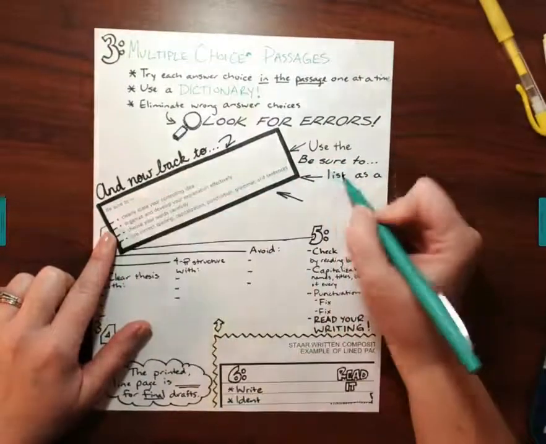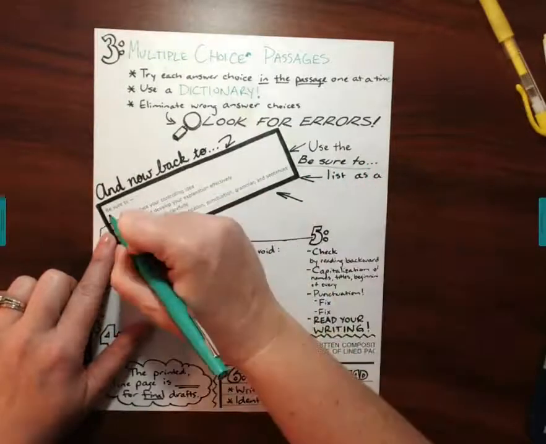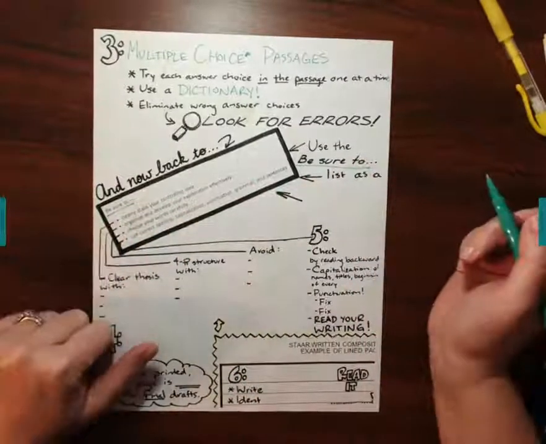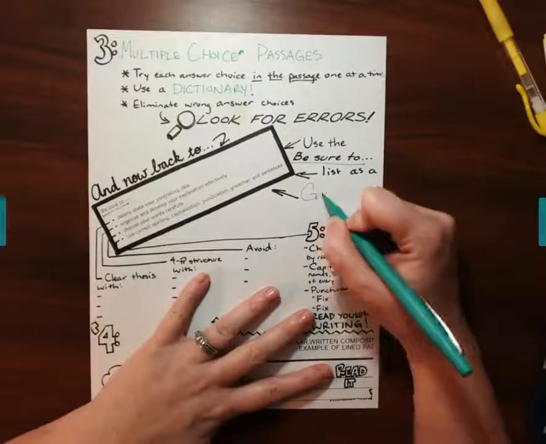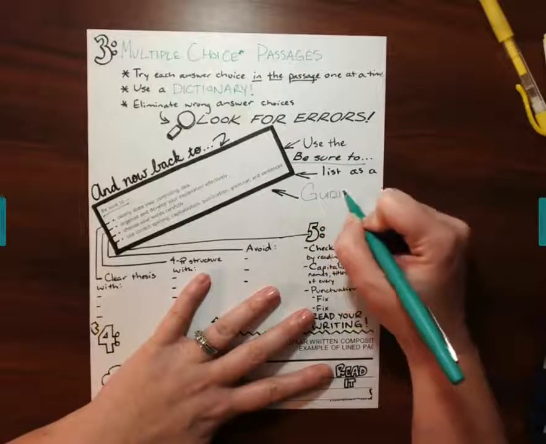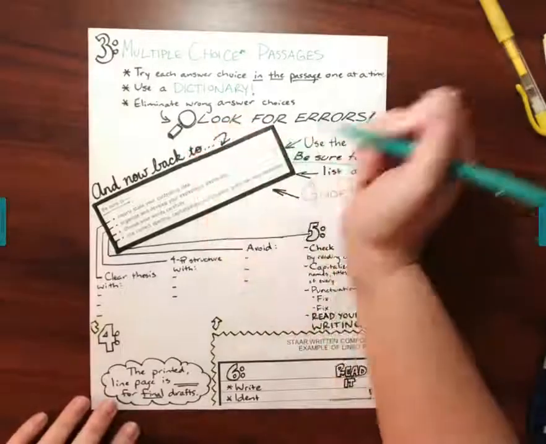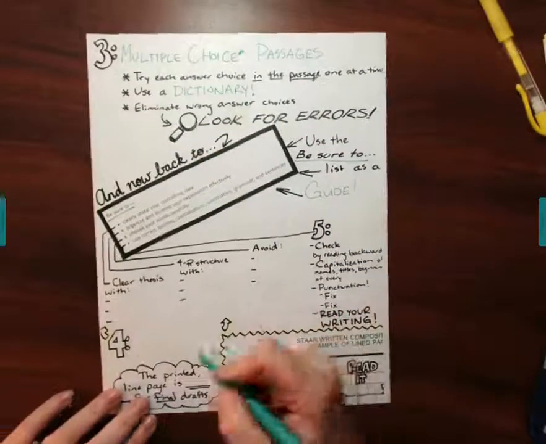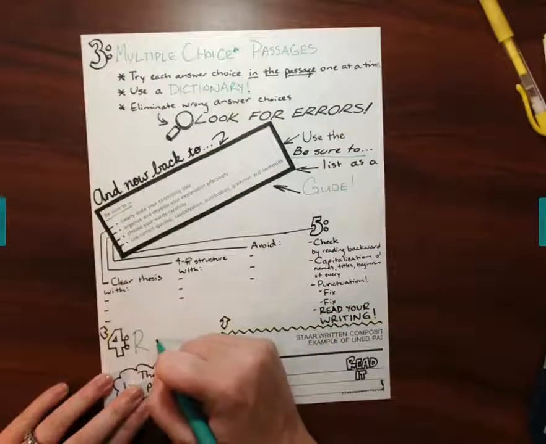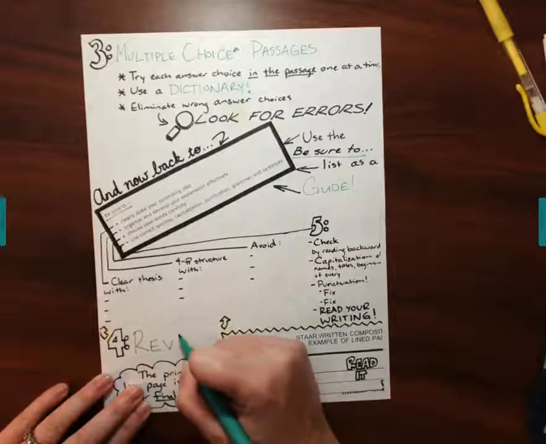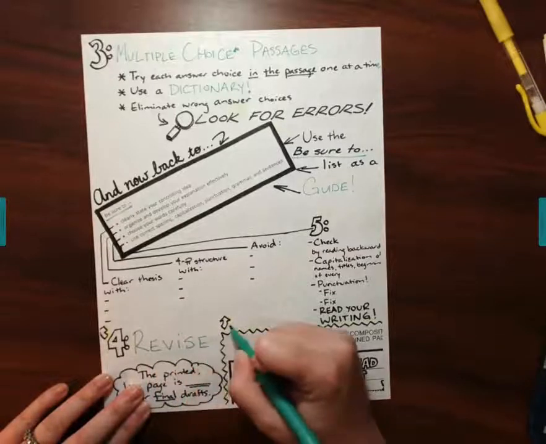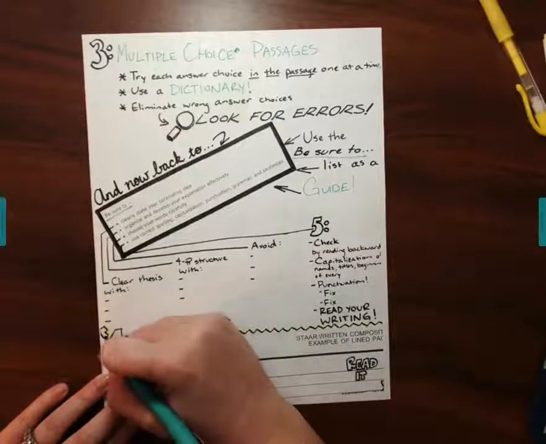All right, so now that you've finished the passages, you're going to go back to your essay, okay? Use this "be sure to" list as your guide. Use that as a guide. Okay? The first 3 bullets there all fall into the revise category. Revise. I've got these little arrows pointing up.